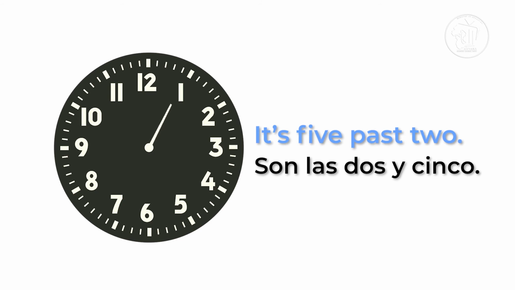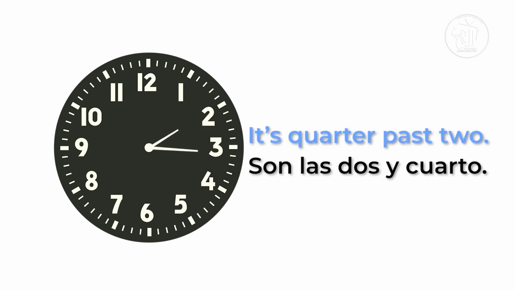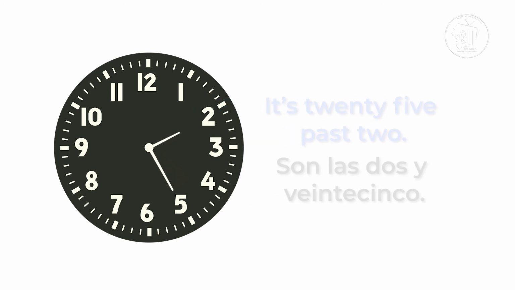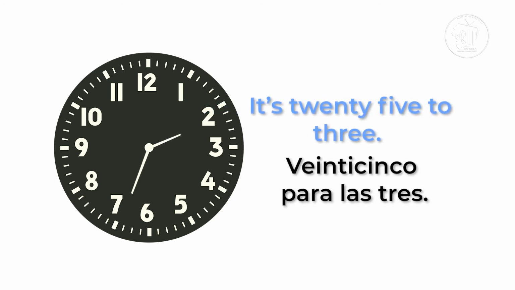Let's assume we are in the 2 o'clock hour. So it will be son las 2 and the minutes. Let's practice. Son las 2:05. Son las 2:10. Son las 2:15. Or you could say son las 2:15. Son las 2:20. Son las 2:25. Son las 2:30. Or you could say son las 2:30. Son 25 para las 3.